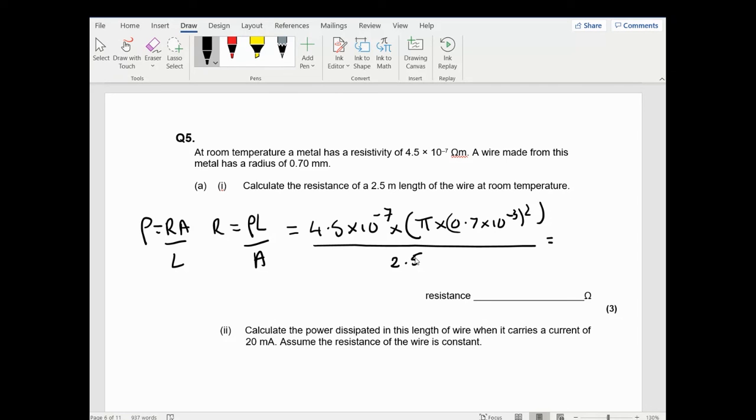Oh, I've just realised what I've done. I do apologise. I've actually done the substitution of the formula wrong. I'm getting a really small number, and that sounds really wrong. It's actually going to be rho L over A. So it was actually going to be 2.5 over pi times 0.7 times 10 to the minus 3 squared. Sorry, that was my fault. I do apologise. I'm not on the ball today. So 2.5 divided by pi divided by 0.7 times 10 to the minus 3 divided by 0.7 times 10 to the minus 3. And again, answer of 0.73.